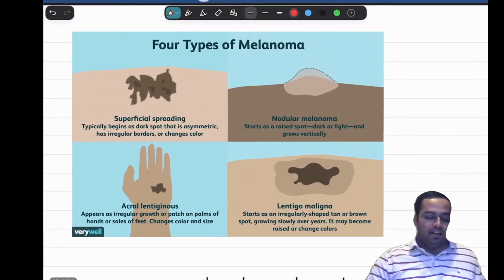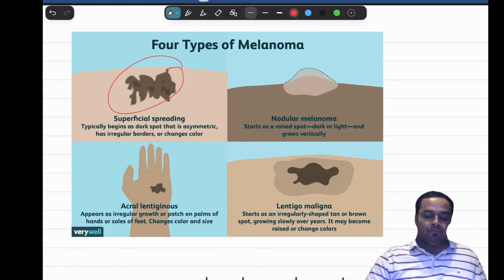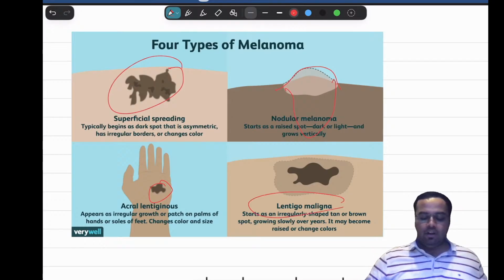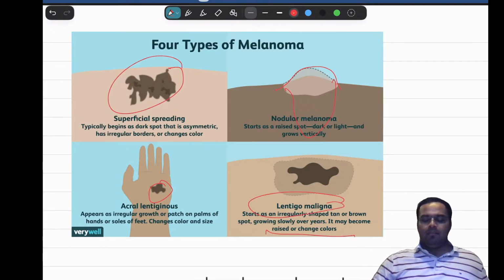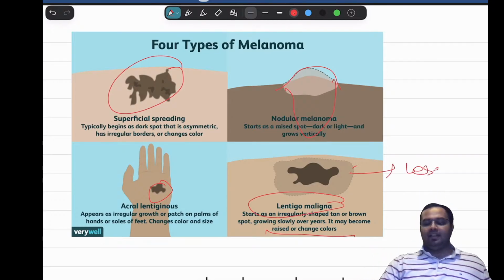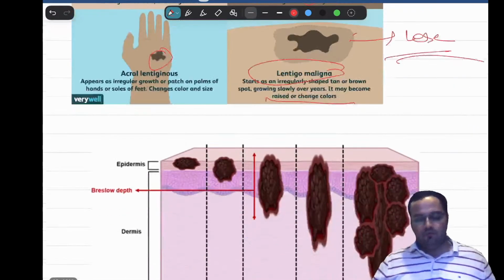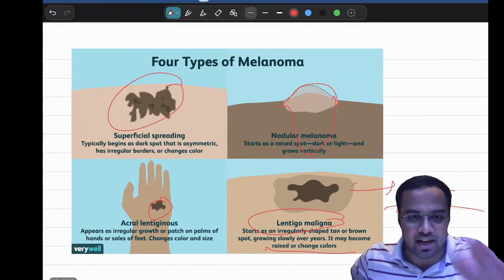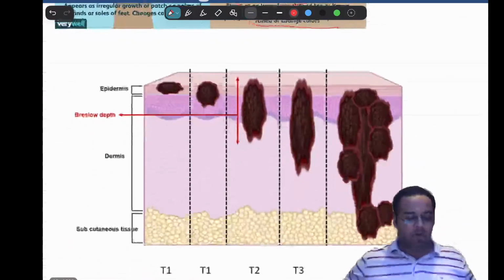So you can see the four types. Superficial spreading type, most common. Nodular melanoma, it also is going to go deep. Acral is going to be on the palms and soles, and lentigo maligna is going to be brown and it becomes raised or changes in color. So it is less common, seen in elderly. So if you can recognize at least one part, it is fine. But the most important thing is don't miss out on superficial spreading type and nodular type. It is very much important.